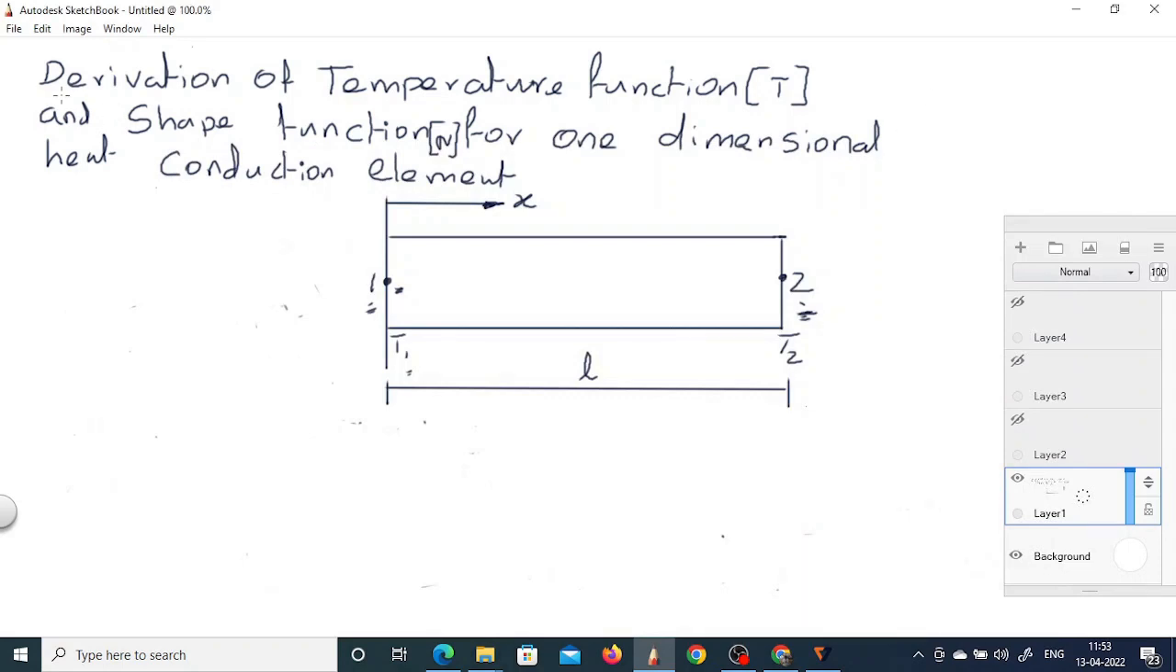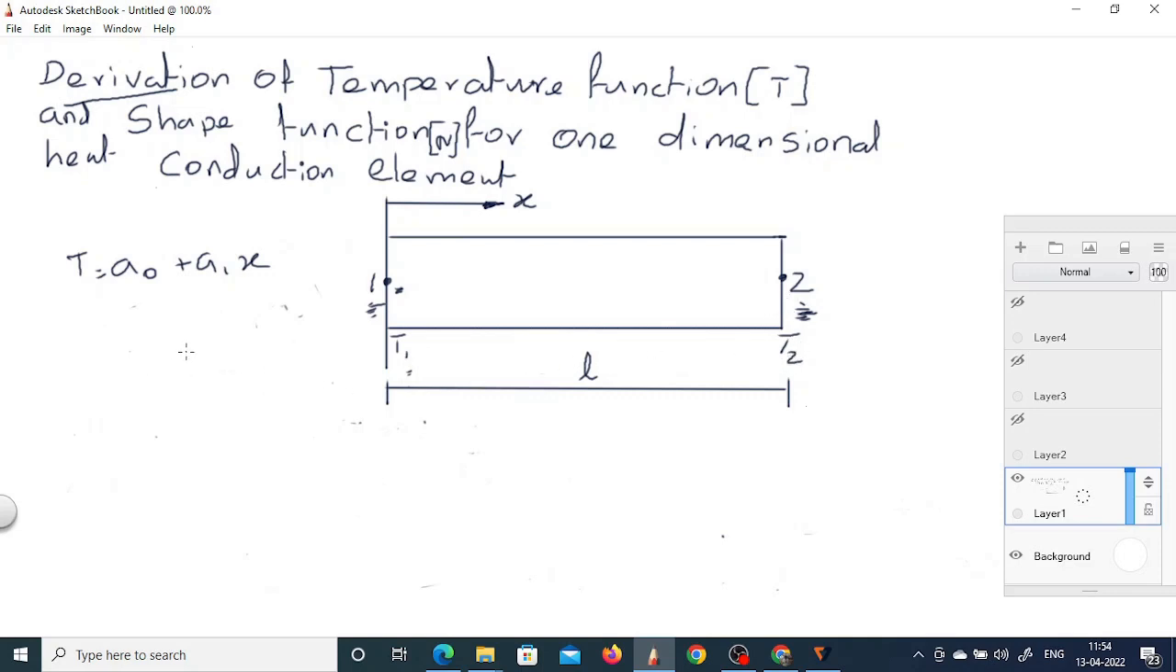Today we will discuss the derivation of the temperature function and shape function N for a one-dimensional heat conduction element. The generalized form for this kind of problem is T is equal to A0 plus A1 into x. I considered one bar element which has two nodes, nodes 1 and 2, with length L. Node 1 has the temperature T1 and node 2 has the temperature T2.